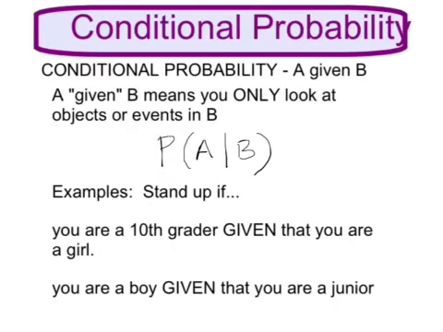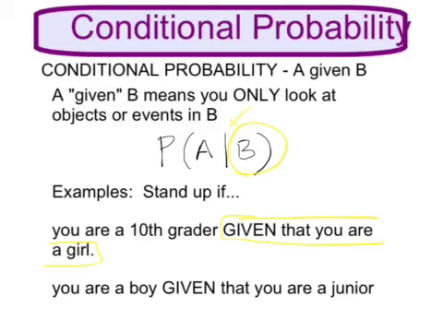Now we want to talk about conditional probability. Conditional probability is expressed using the language A given B. What this means is we are only concerned with whatever is in event B. Whatever follows this vertical line, A given B, means B is definitely going to happen. For example, if I ask the class to stand up if you're a 10th grader, given that you're a girl, I am only concerned with girls in the class. I'll count all the girls, and then out of just the girls, I want to know who is a 10th grader. It's conditional that you must be a girl.